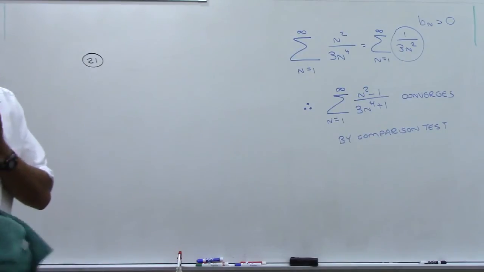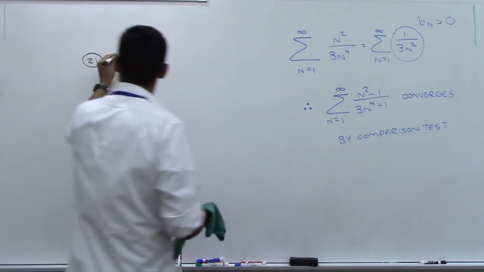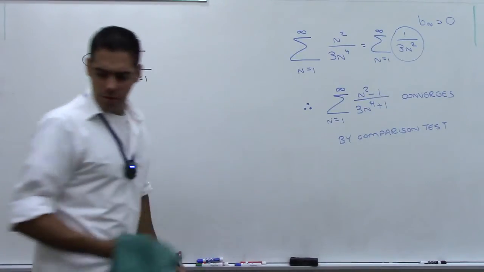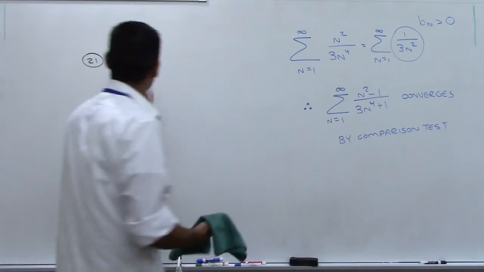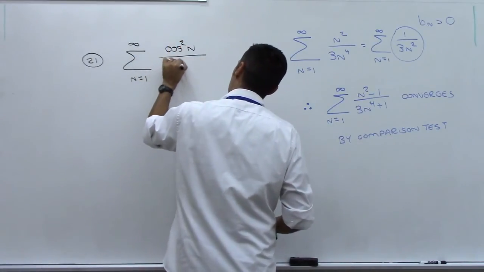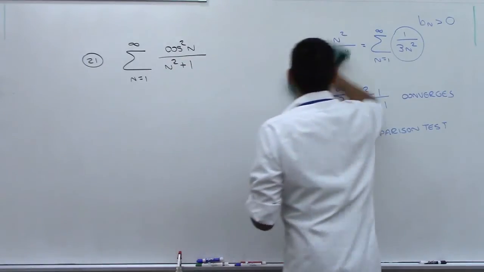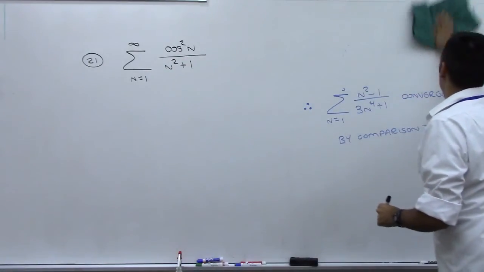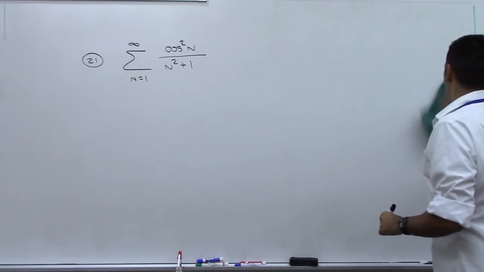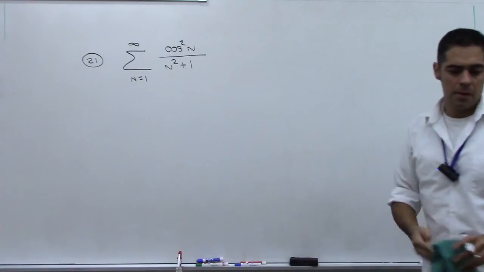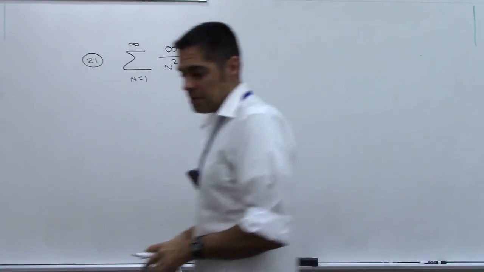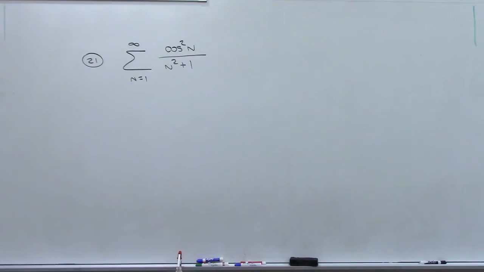Sum n equals 1 to infinity, cosine squared n over n squared plus 1. All right, so that cosine squared n on top starts to make me think of something like a squeeze theorem.